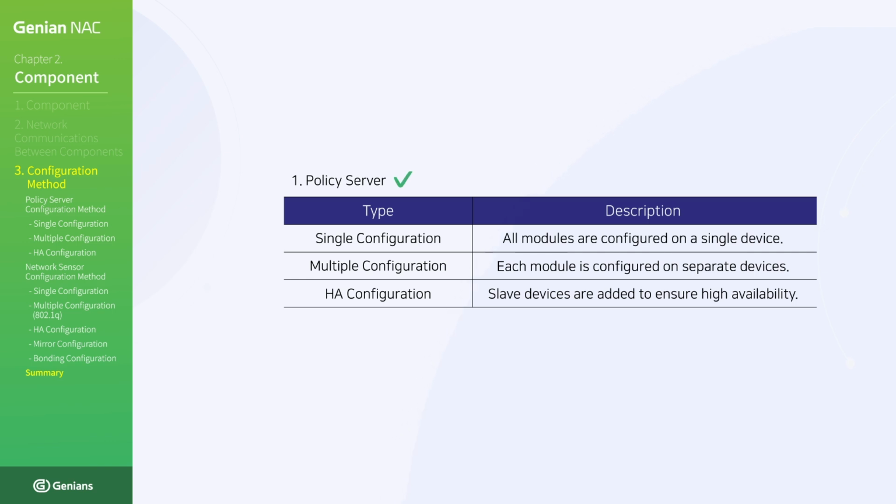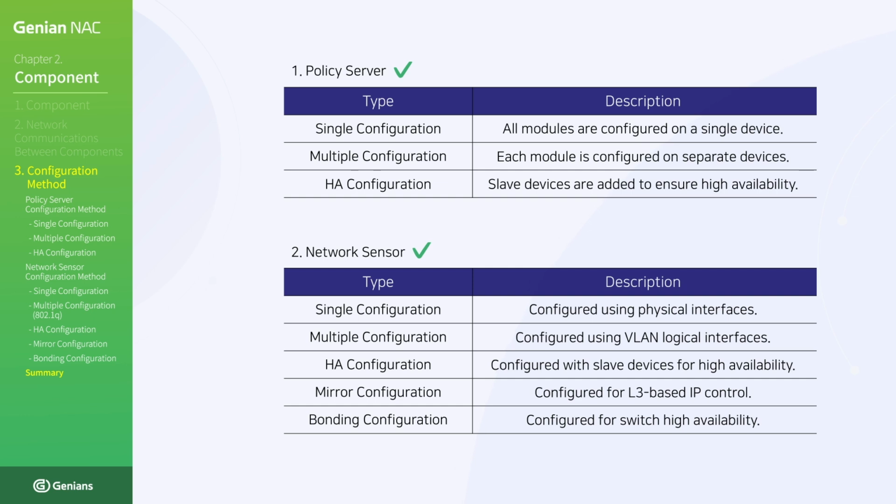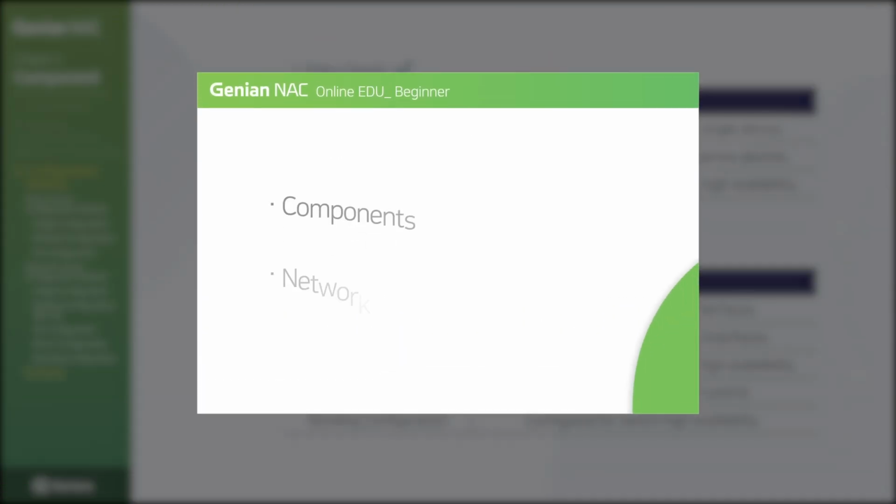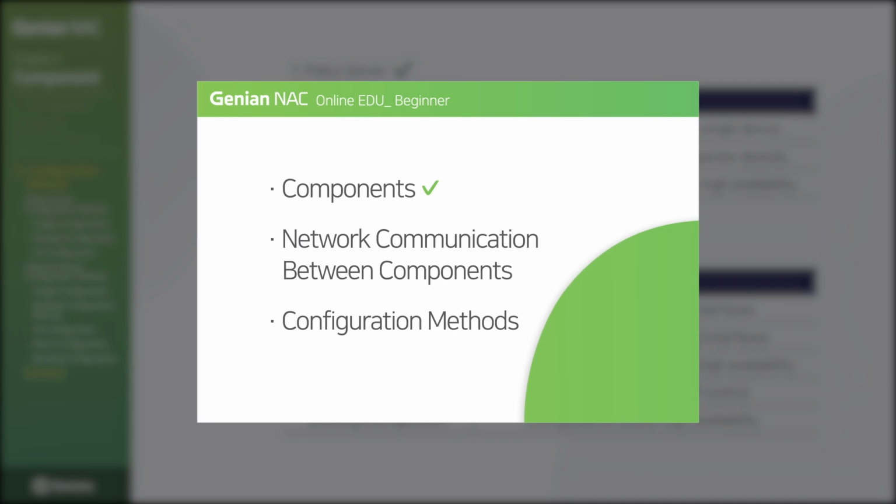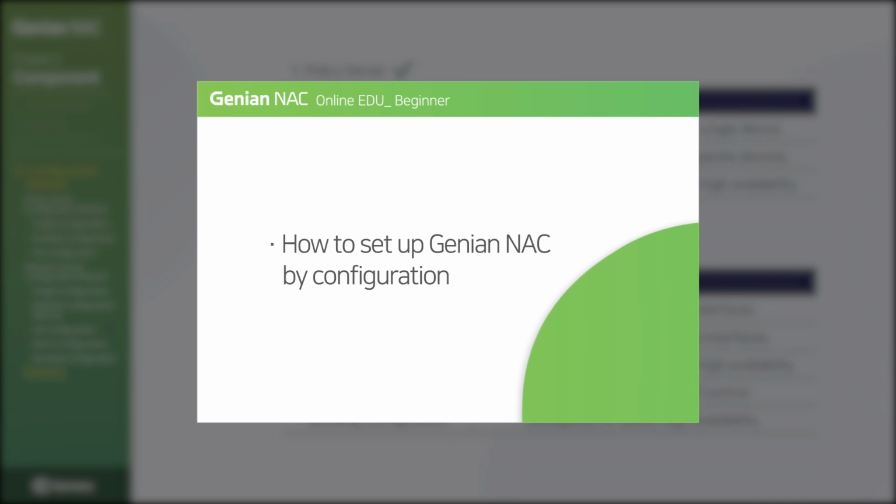First, the policy server can be configured in 3 options. Second, the network sensor offers 5 configuration options depending on the environment and requirements. In this time, we learned about the components that make up Geneon NAC, network communication between components, and the configuration of the policy server and network sensor. In the next time, we will learn how to configure Geneon NAC configuration.